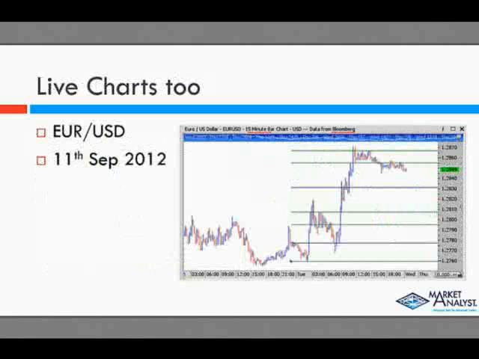Again, an example of using a live chart. We've got a 15-minute chart here coming in from Bloomberg, and this was yesterday. Grabbed a low from here in the morning, and we can see again how even on these real-time markets we're getting support and resistance lines coming up.